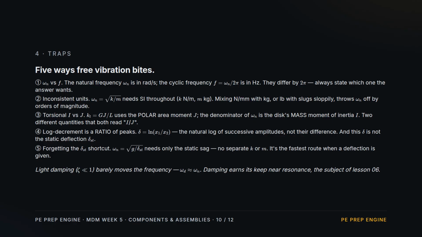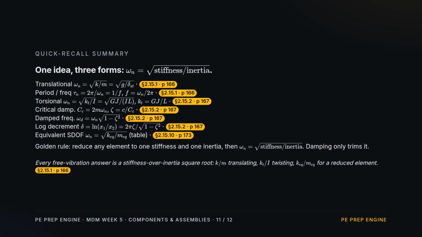Traps. 5 ways this bites. 1. Keep the radian per second natural frequency and the hertz cyclic frequency straight. They differ by 2 pi. 2. Use consistent SI units, or the frequency is off by orders of magnitude. 3. In the torsional case, the polar area moment J and the disc's mass moment of inertia I are different things. 4. The logarithmic decrement is the log of the ratio of successive peaks, not their difference, and it isn't the static deflection. 5. When a static sag is given, the gravity over delta shortcut is the fastest route to the natural frequency.